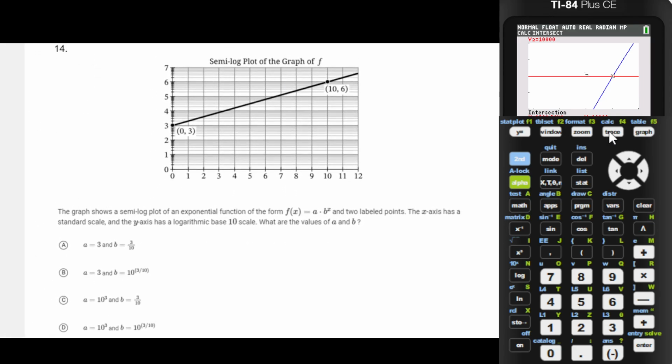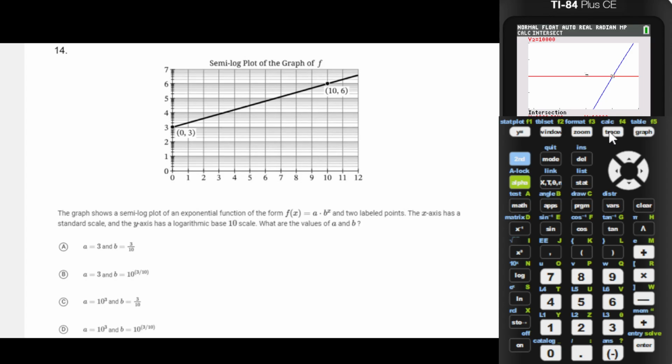Now here we've got a semi-log plot of the graph of f, and it's on a semi-log plot where the vertical axis is logarithmically scaled. We are seeing a line. It must be exponential. Oh. What are the values of a and b? Oh, okay.